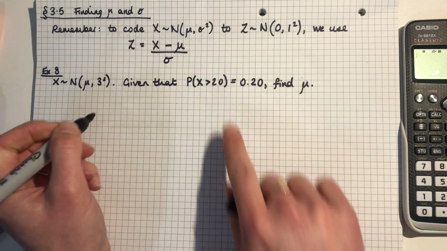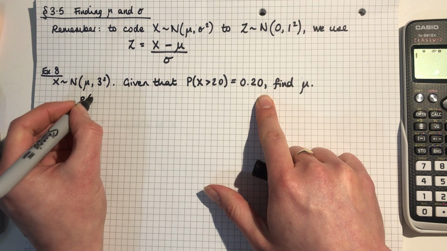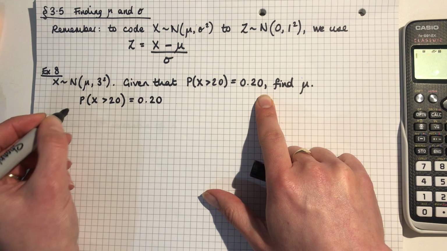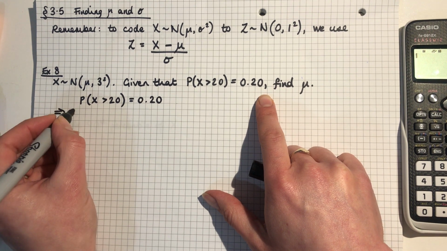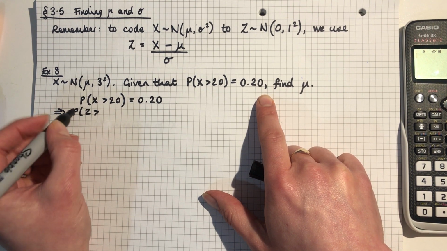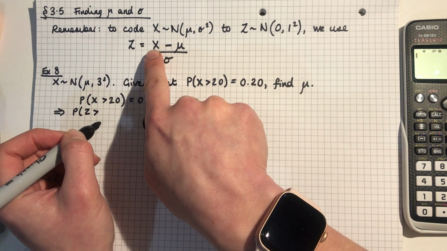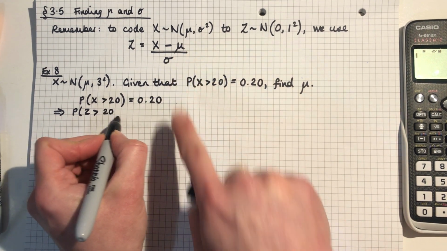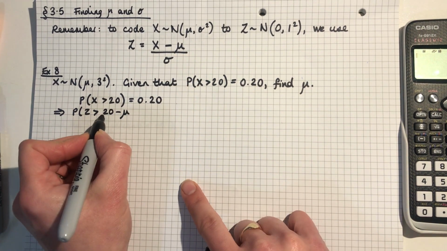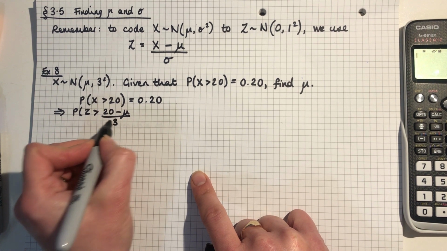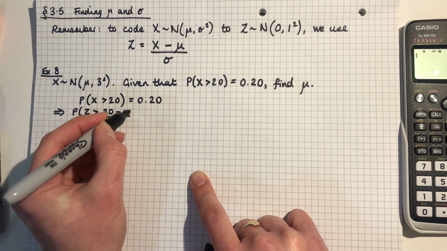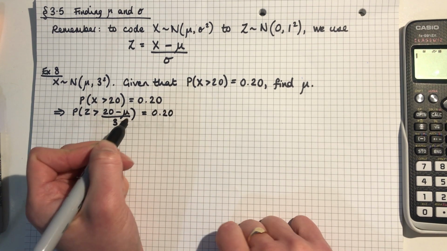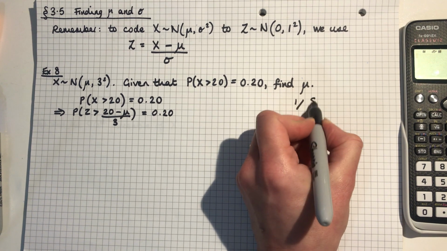First thing we need to do is to take this statement here, we'll copy it out again, and then we'll standardise it. So that means the probability that z is greater than, and remember we're going to use this code, x, so that's your x value of 20, minus the mean, which we don't know in this case, divided by the standard deviation, which we do know is 3. Be careful not to use 3 squared there, just 3. We know that the probability that z is greater than that is 0.20. Now, so your first thing you're going to do is standardise.